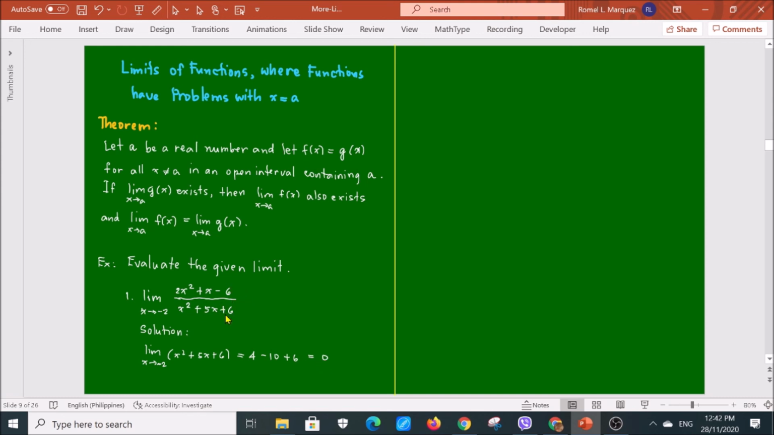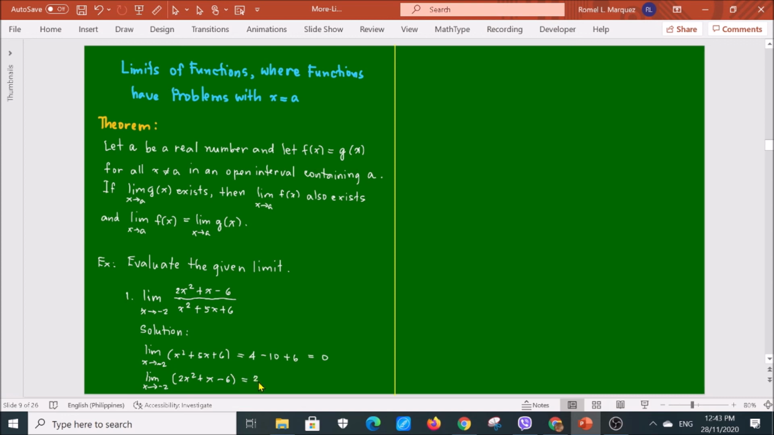You cannot substitute immediately. Meaning, we cannot apply the substitution rule because the denominator is 0. Okay? The limit of f of x as x approaches a is not equal to f of a in this case. So you have to take also the limit of the denominator. If the limit of the denominator is also 0, then it is possible that the limit may exist. The numerator is also what? It is also a polynomial, so there is no problem.